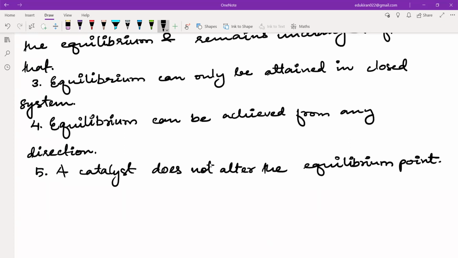Okay. So catalyst does not alter the equilibrium point. Equilibrium point means the concentration or any property that becomes constant at equilibrium. Nothing to do with time.